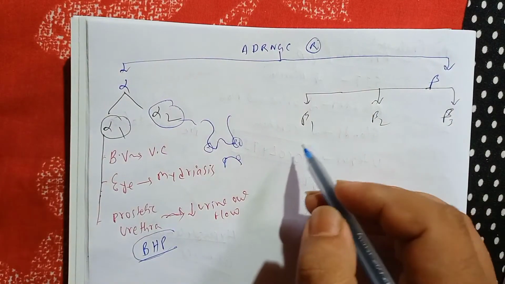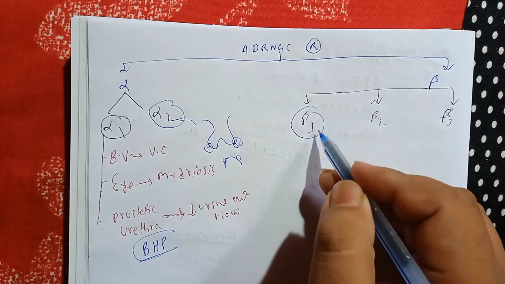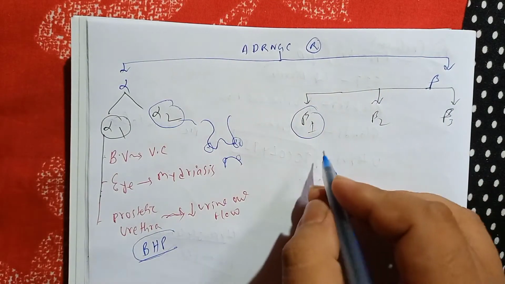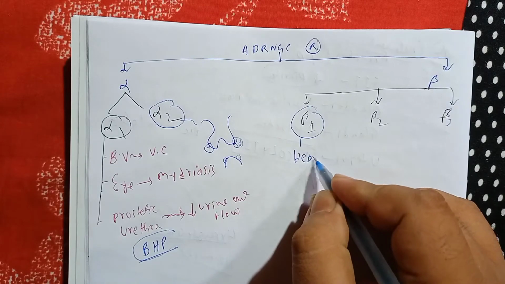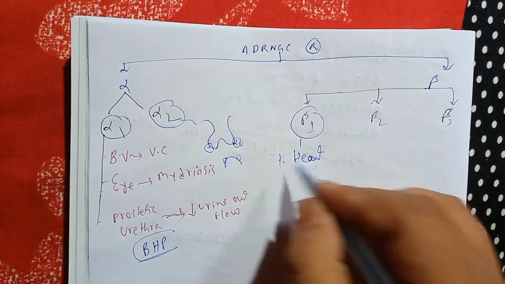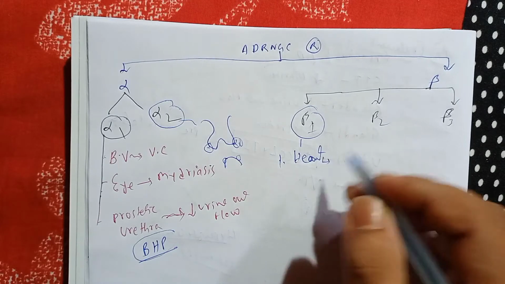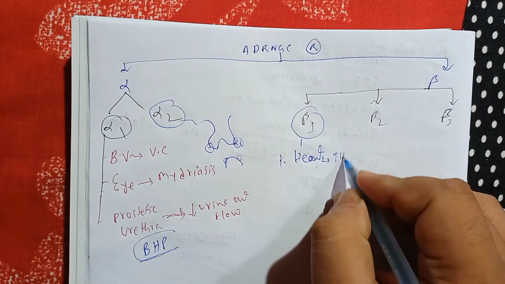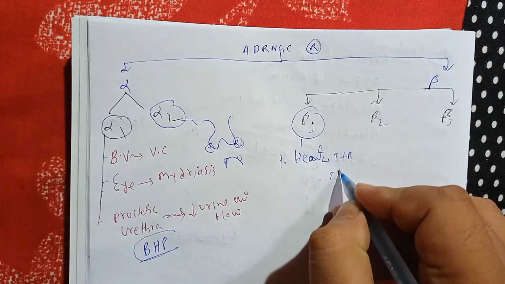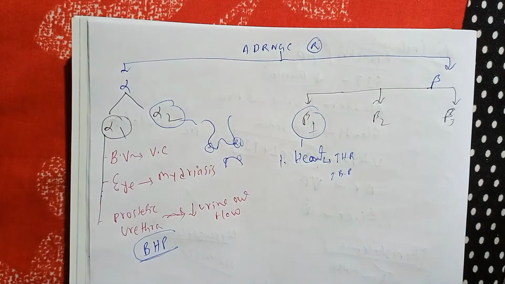Now let's talk about the beta 1, beta 2 and beta 3 receptors. The beta 1 receptors, the 1 means single, we have a single heart. That means the beta 1 receptors are present within the heart. And within the heart, as we all know, with their sympathetic action, they increase the heart rate as well as the blood pressure.